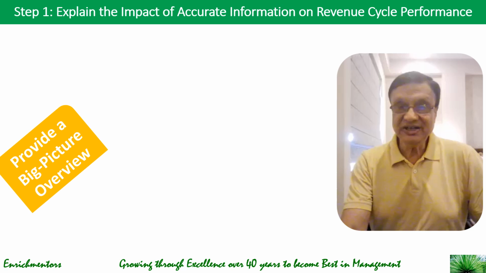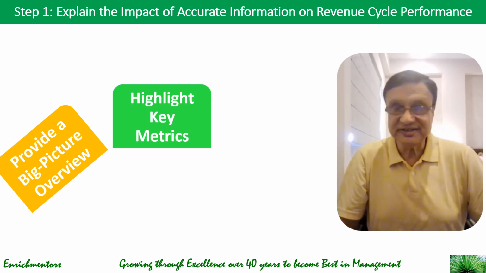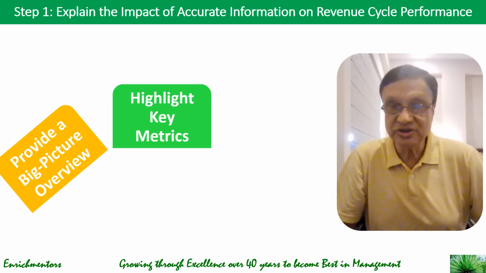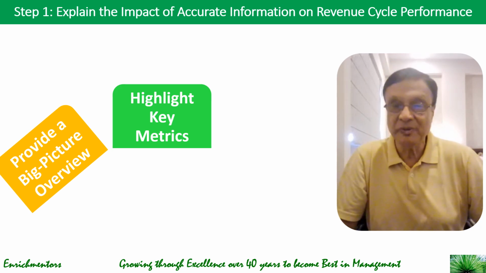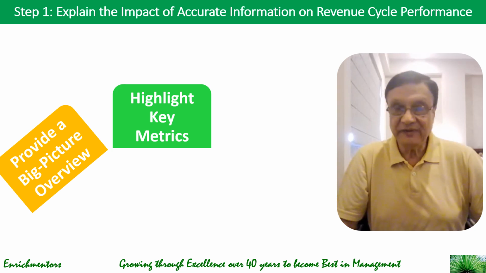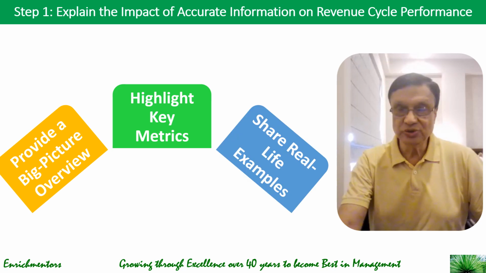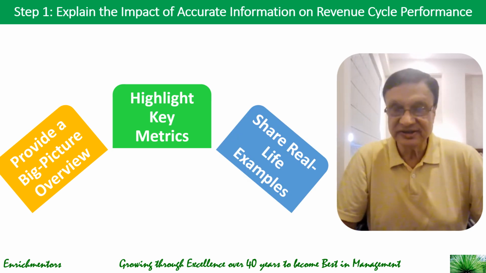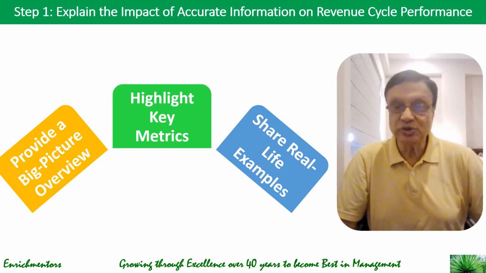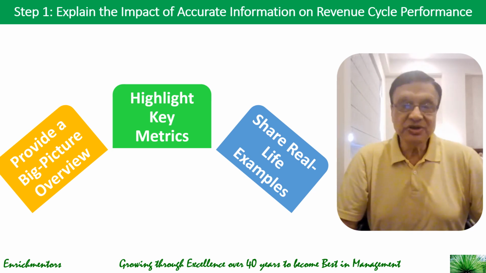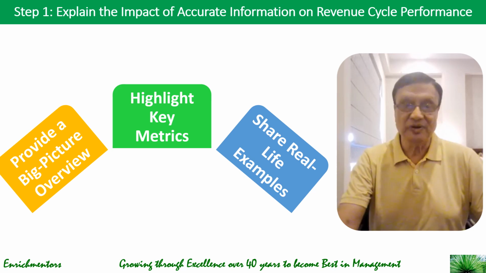claims. Second thing that you need to do is to introduce metrics like denial rates, first pass resolution rates, and days in accounts receivable to demonstrate how accurate information captured upfront affects these indicators positively. And the third thing you can do is to use real or hypothetical case studies that illustrate how incorrect data at check-in leads to denied claims, delayed payments, or patient dissatisfaction. So that's how you can go about explaining the impact of accurate information on revenue cycle performance.